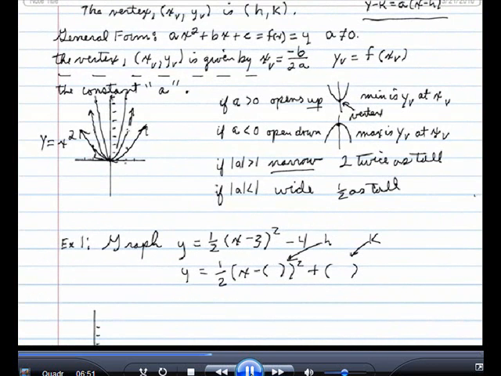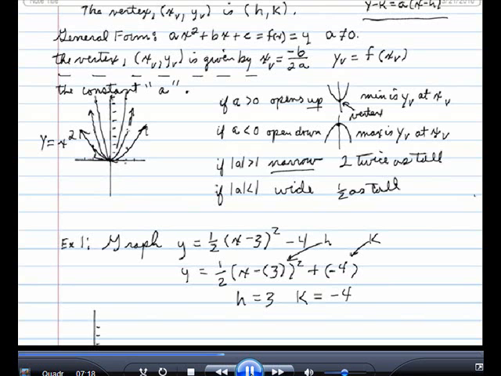So to get x minus 3 squared, I would just put a 3 here. To get y minus 4 here, this is a plus k. So I have to put negative 4 to get y minus 4, which means h is equal to 3 and k is equal to negative 4. So I have a parabola whose vertex is 3 to the right and 4 down.